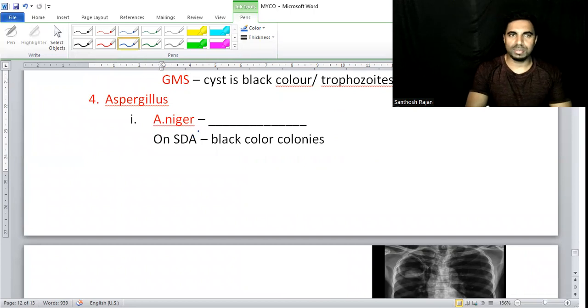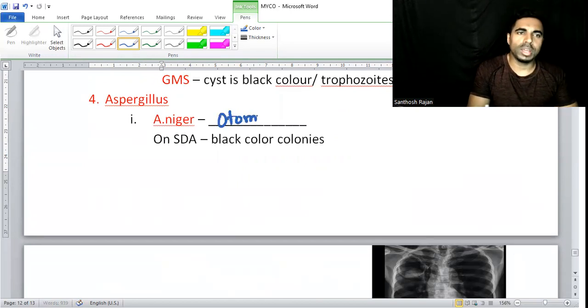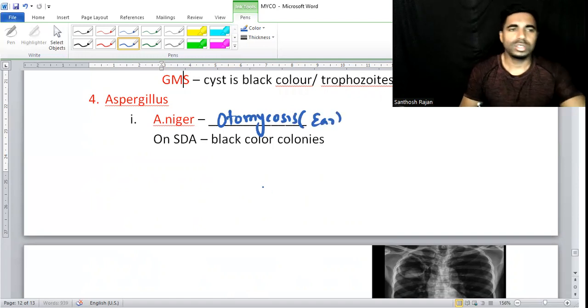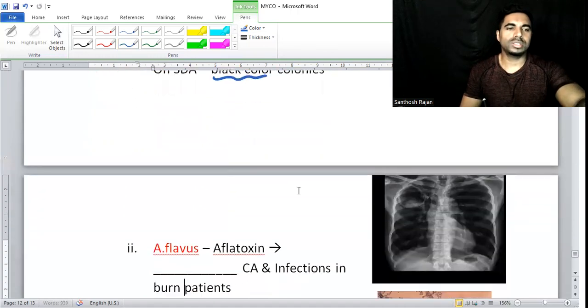Aspergillus has many species: niger, fumigatus, flavus, etc. Niger causes otomycosis, which means an ear infection. Ear infection with black color colonies, that is niger, as the name itself says black.